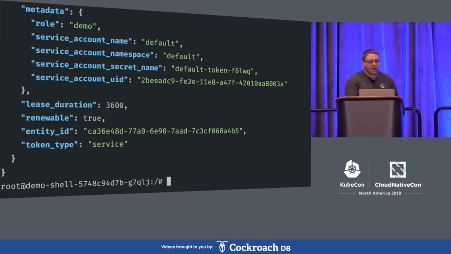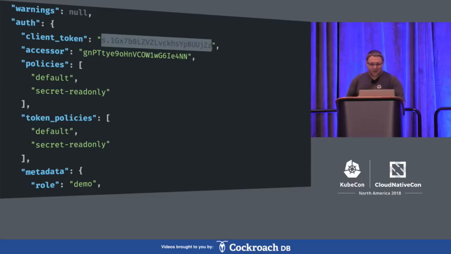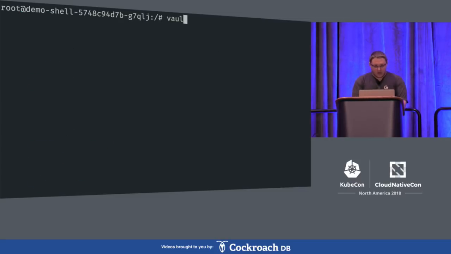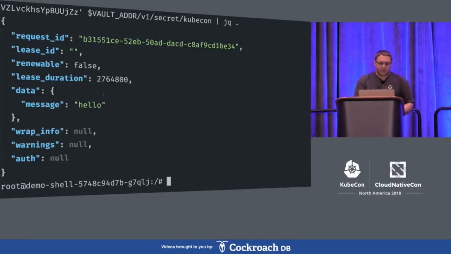OK, cool. And I get back this payload from Vault, which includes a bunch of information. But the only thing I care about is this client token, which is like my session ID. And from here, I can run curl with that as my header for my Vault token. And I can ask, hopefully, for the secret named KubeCon. And I get back the message from hello.